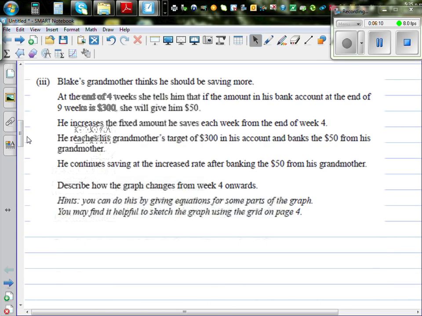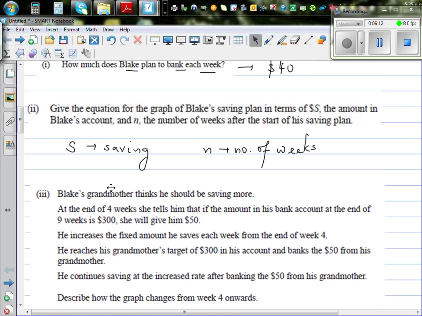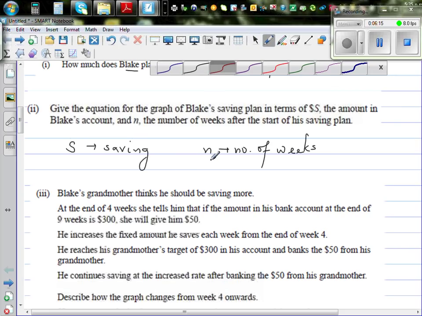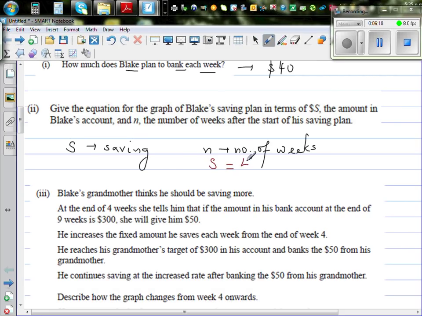Let me scroll up. Let me write this again here. So S is 40 times n minus 200. Blake's grandmother thinks he should be saving more. So what is she doing? She is giving Blake an incentive. At the end of 4 weeks, she came to know what Blake is doing. She tells him that if the amount in his bank account at the end of 9 weeks is $300, she will give him $50.